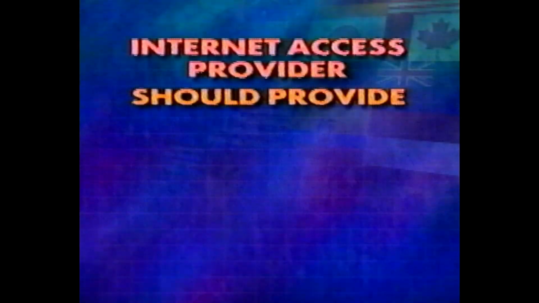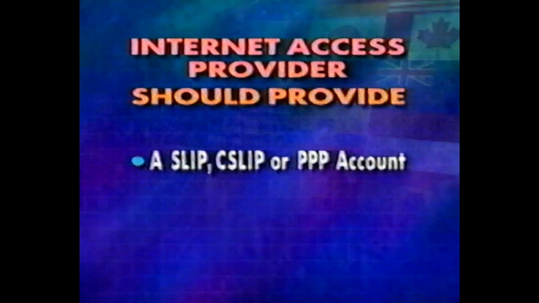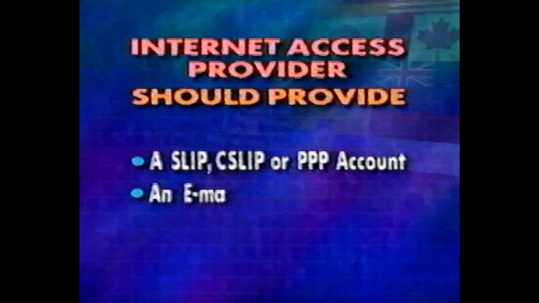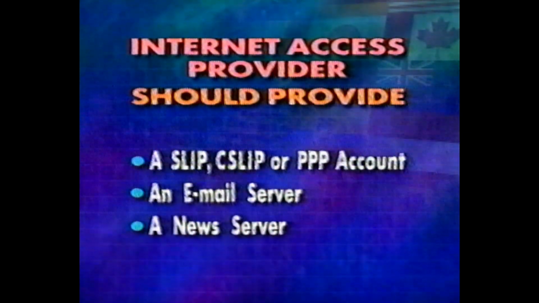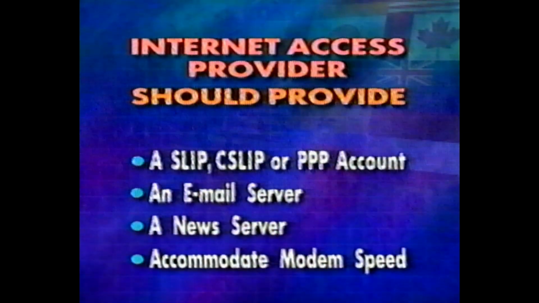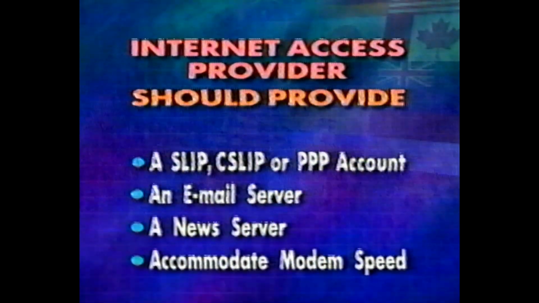PPP is likely to become better supported and more popular than SLIP and CSLIP in the future. However, currently more software and internet access providers support SLIP and CSLIP. In your search for an internet access provider, you should ask if they provide a SLIP, CSLIP, or preferably a PPP account. And in addition, if they have an email server for using the email features of the web, a news server for subscribing to news groups, and if they can accommodate your modem speed or baud rate.